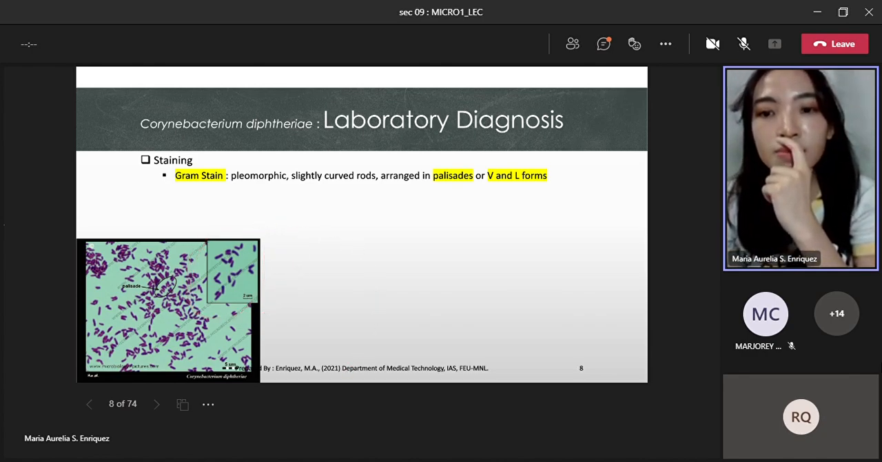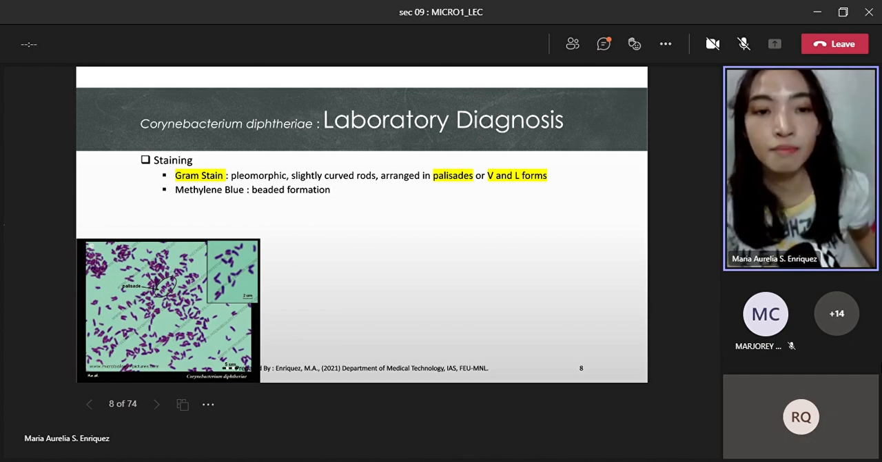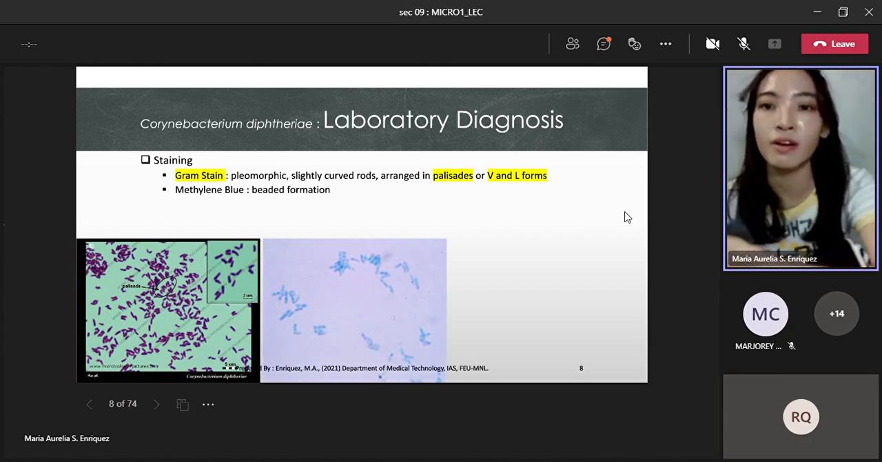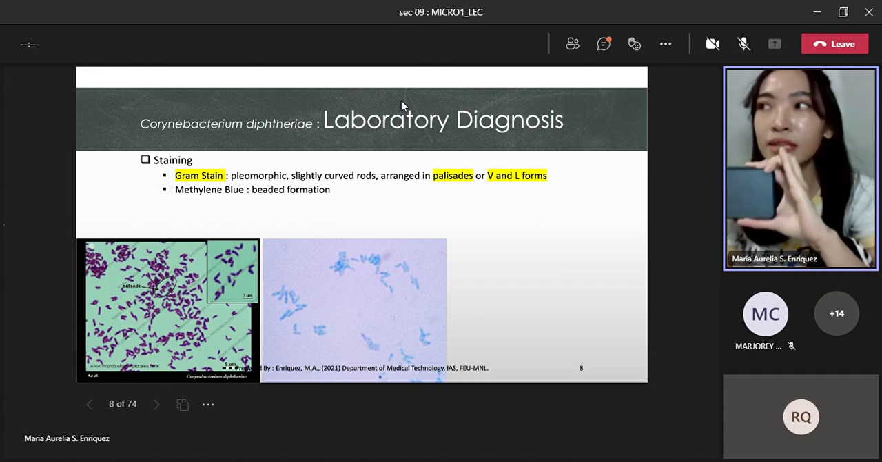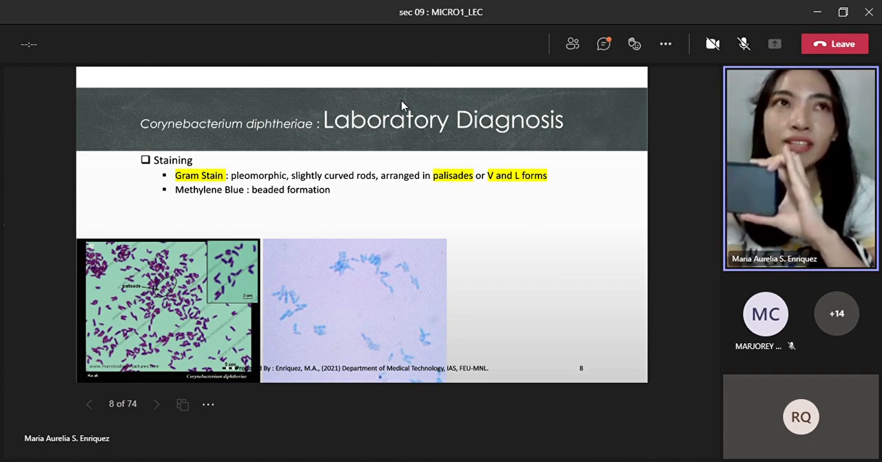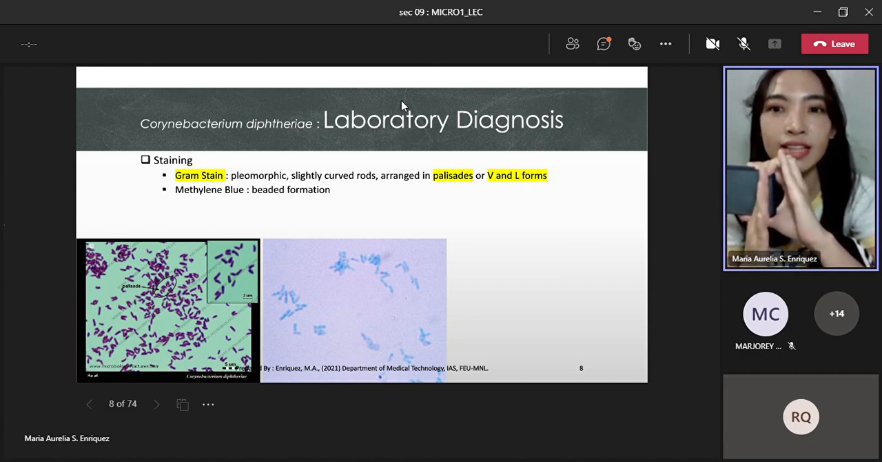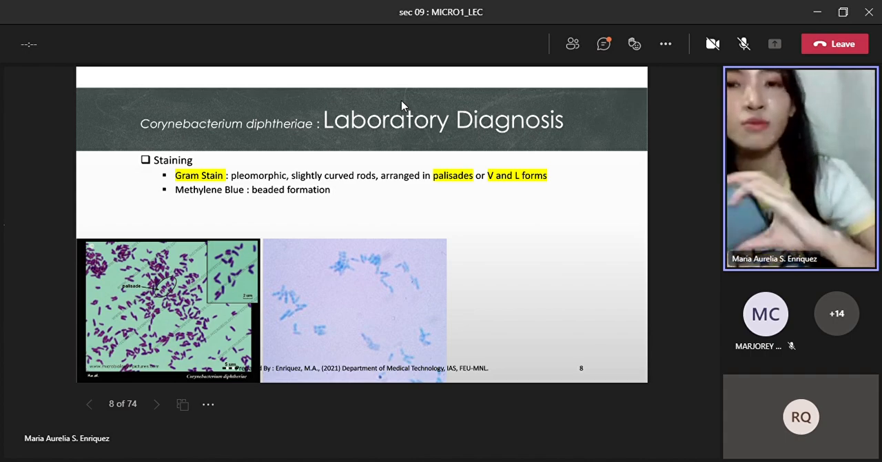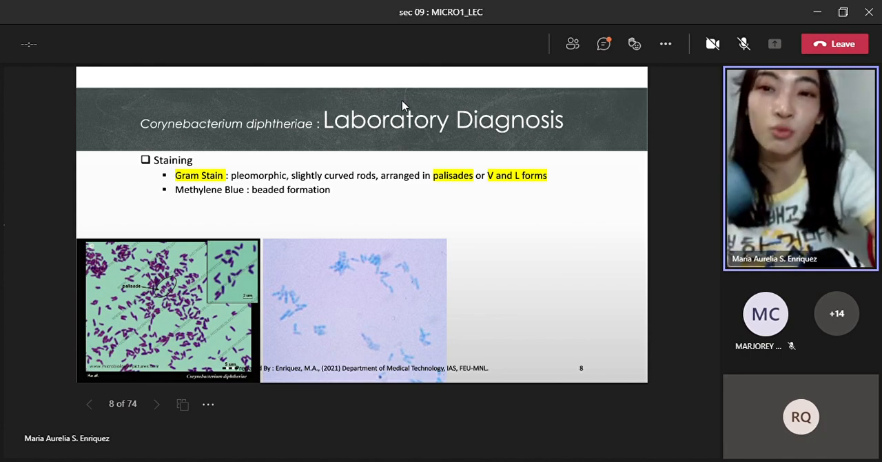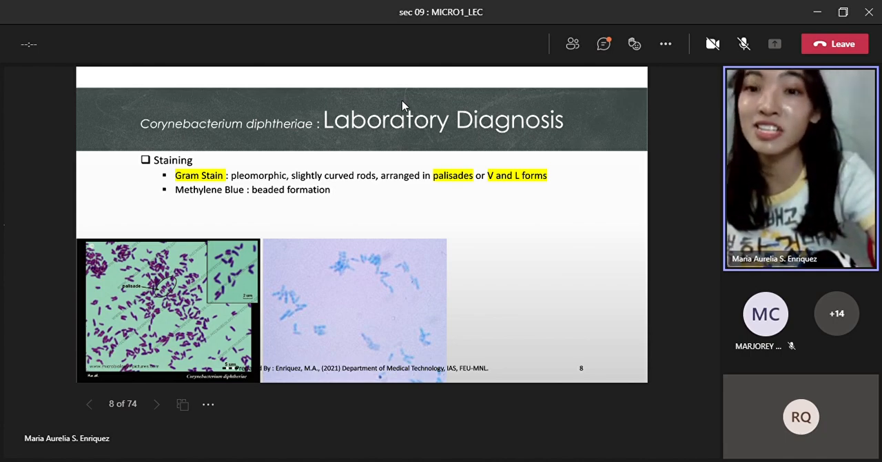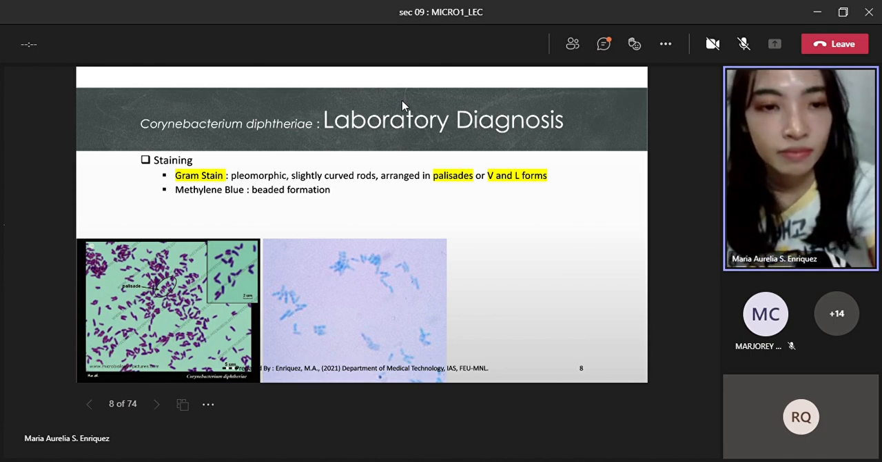Now, the organisms often stain irregularly, especially if we would use methylene blue, giving them a beaded appearance as we can see right here. So for example, ito yung bacterial cell. Kung methylene blue yung gagamitin natin, there may be some areas of the cell that would not take up the stain. So magmumukha silang parang multiple beads, pero actually it's just one cell that did not stain properly.